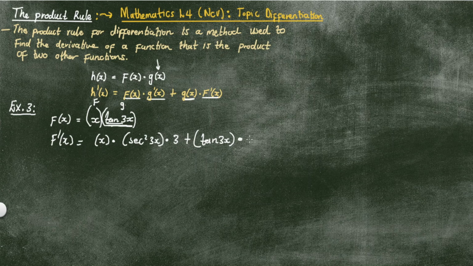What is the derivative of x? It's 1, equal to 3 times x, which is 3x sec squared 3x, plus 1 times this is just going to be tan 3x. This is our final answer again. Okay, simple enough, simple enough.